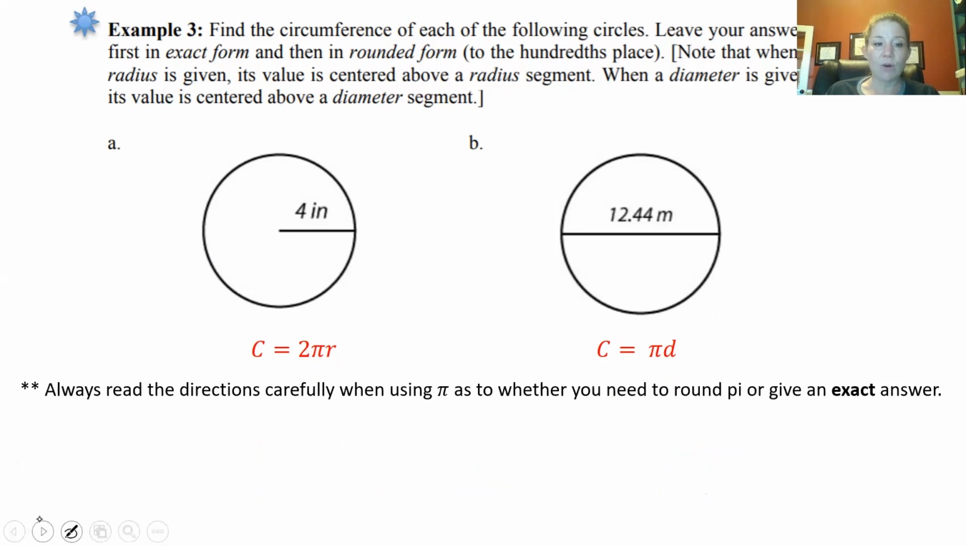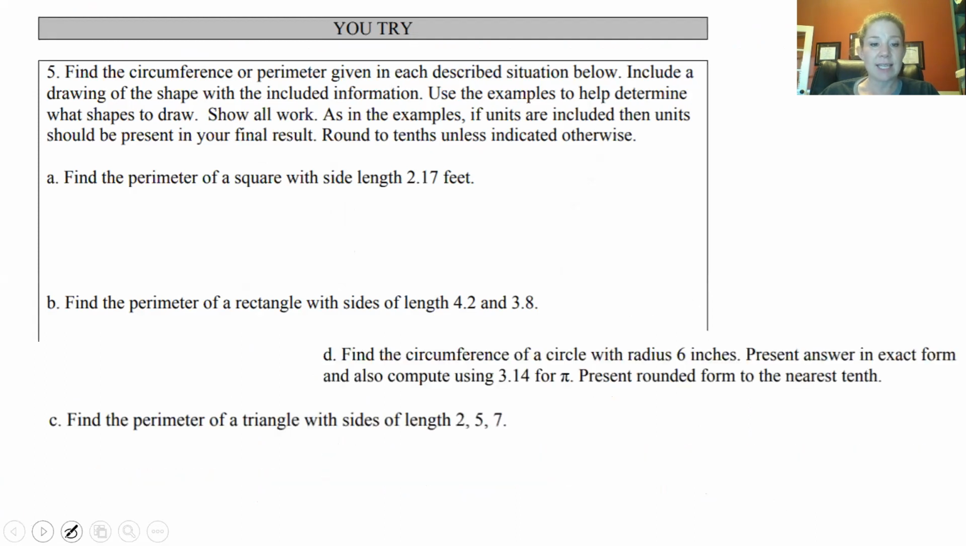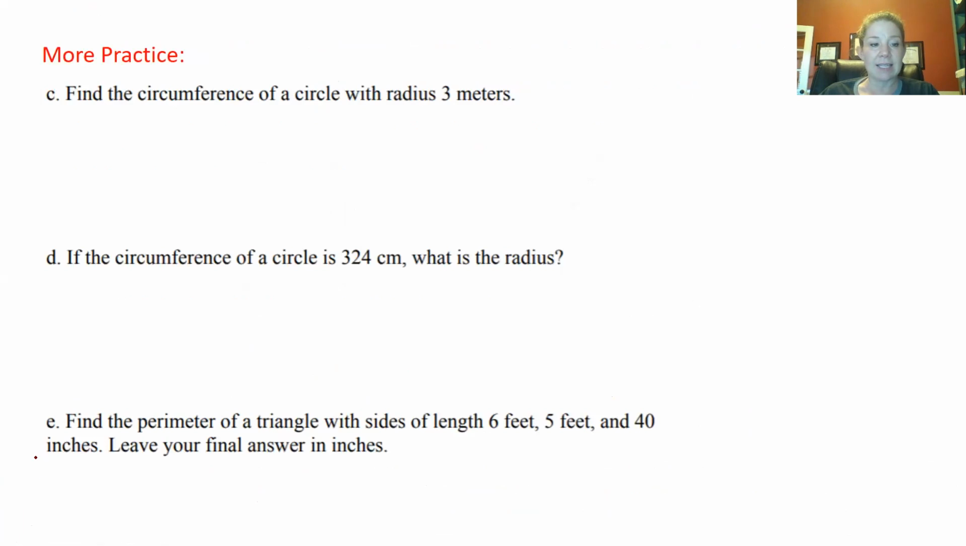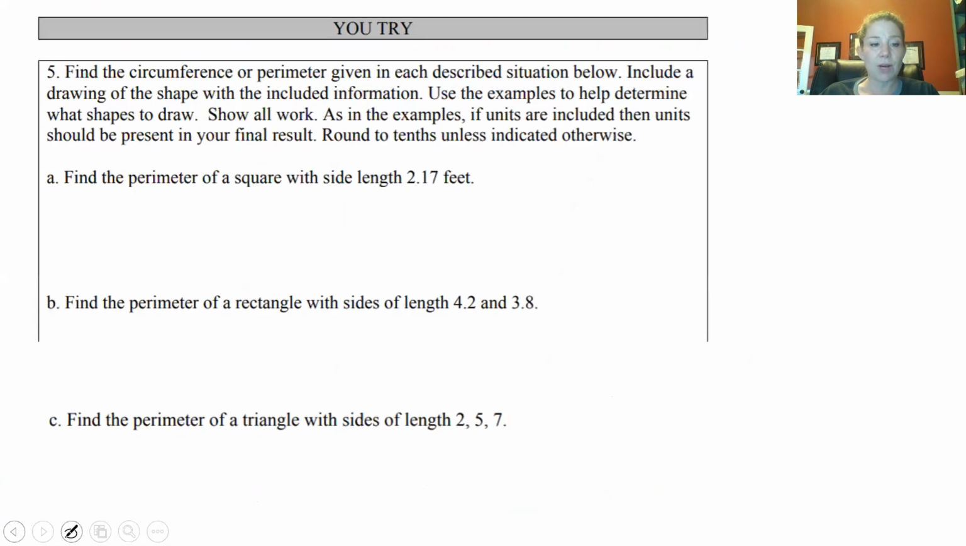So the takeaway is always read the directions carefully when using pi, as to whether you need to round pi or give an exact answer. All right, number 5, find the circumference or perimeter given in each described situation below. This is a you-try section. So you're going to answer A, B, C, D, E, and on the next slide, C, D, E. Try all those problems on your own, pause the video, and then come back and check your answer, please.